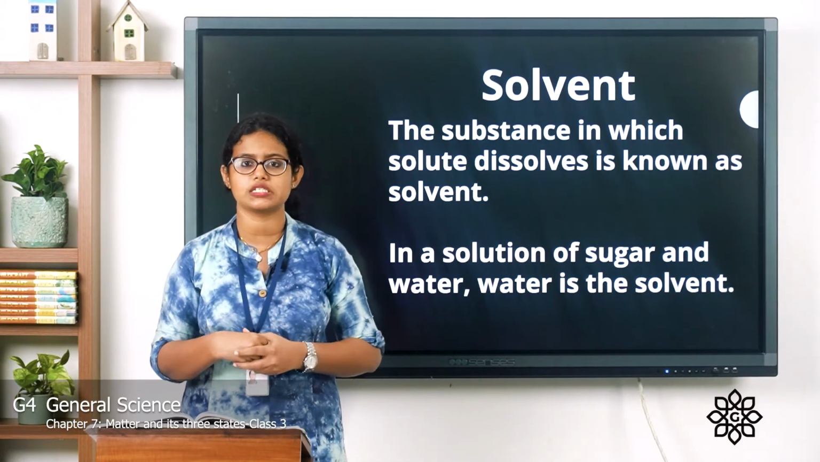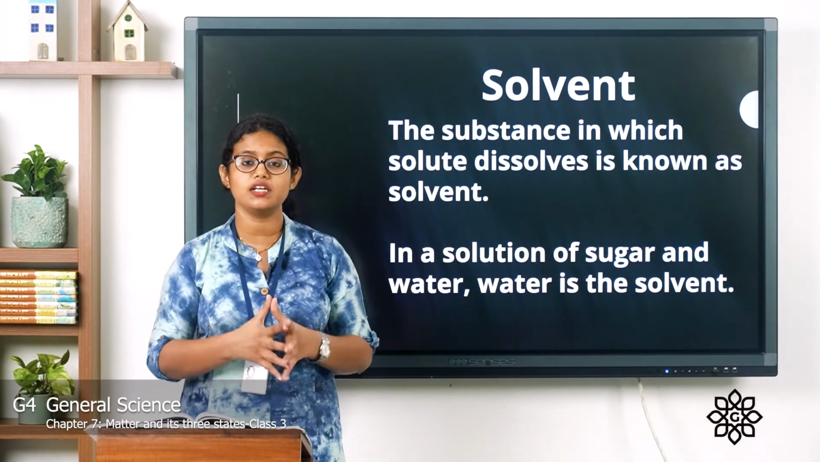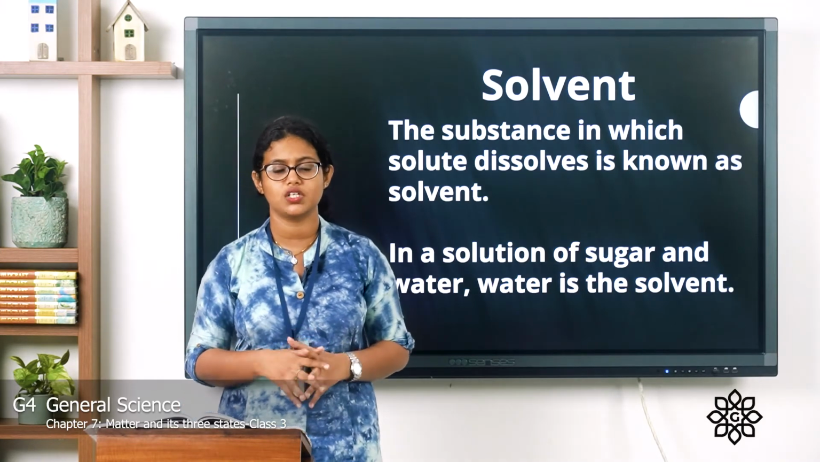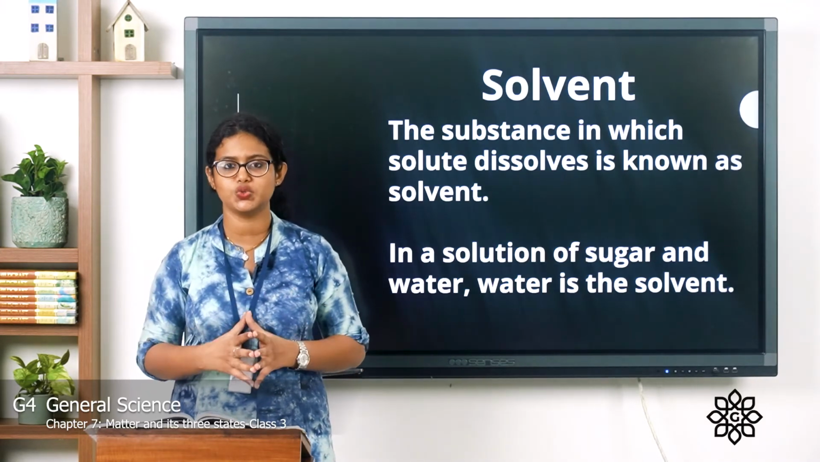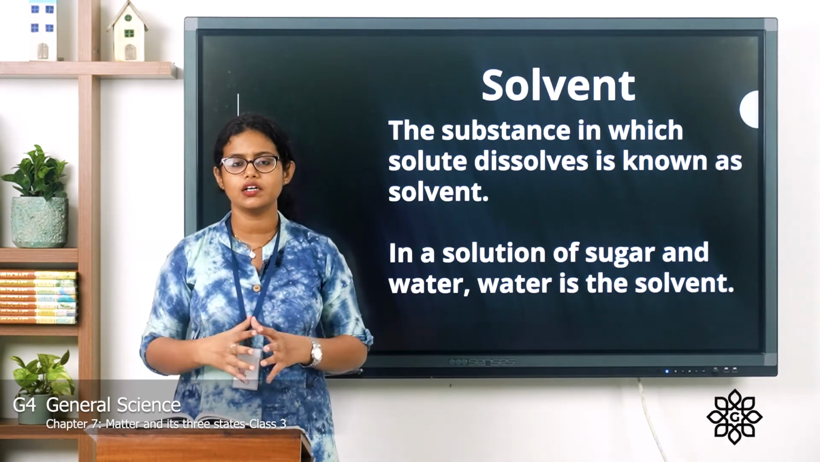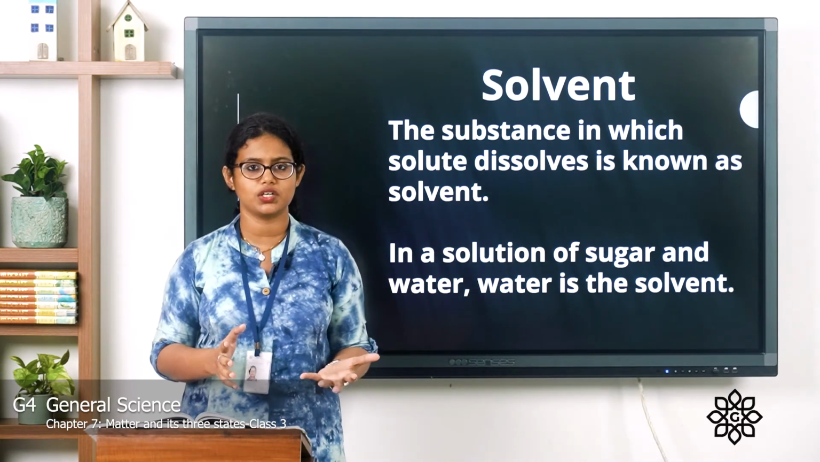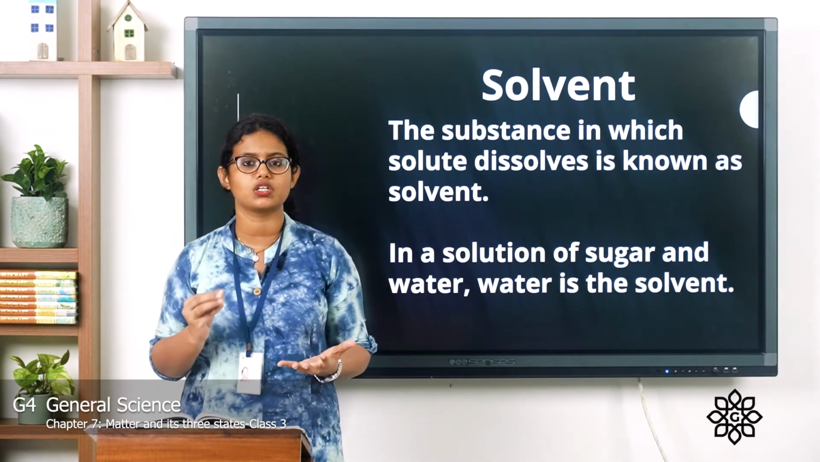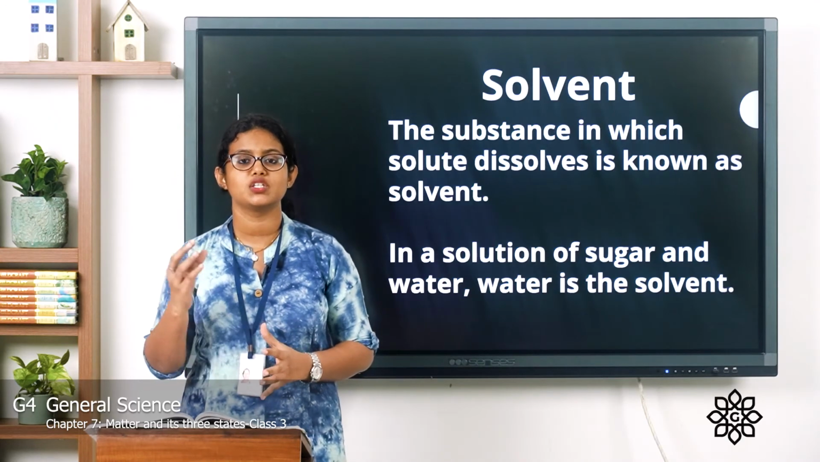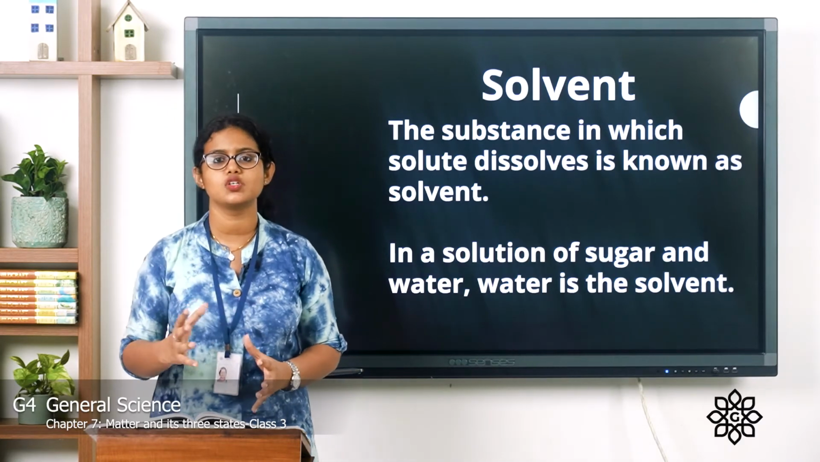So let me give you one more example. You all like watermelon juice, right? Let's take a cup of watermelon juice and add 1 spoonful of sugar. What do you get? You get a solution of watermelon juice and sugar. So here, what is the solute and what is the solvent? The solute here is the sugar. The sugar dissolves in watermelon juice, so sugar is the solute. And the solvent here is the watermelon juice. So that is about solvent.